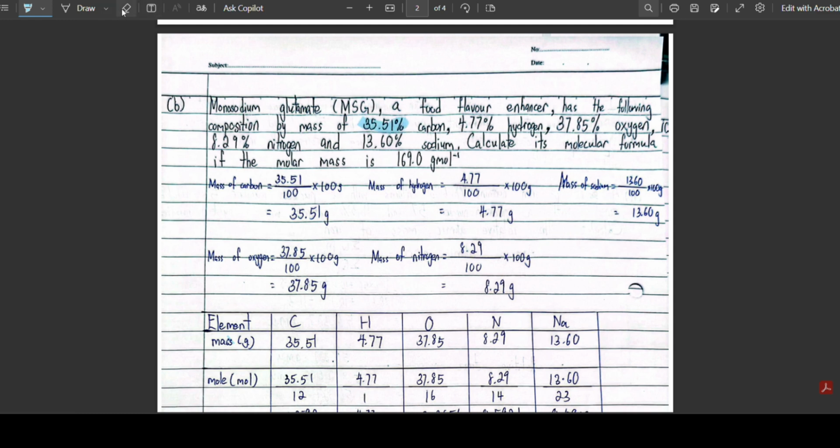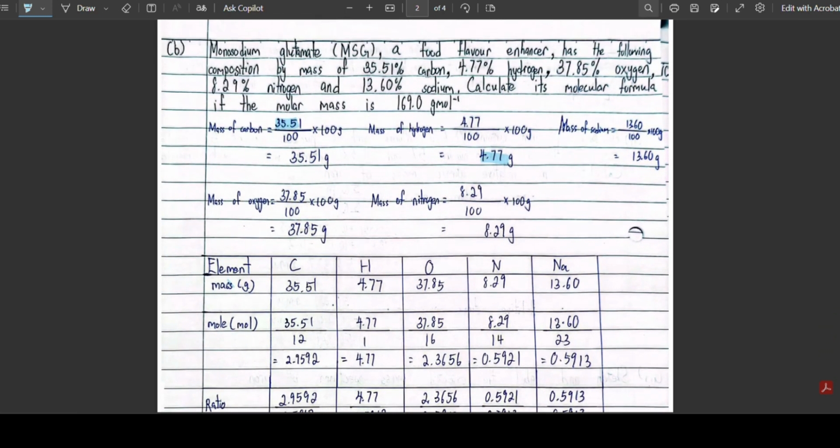So for the mass of carbon, we will use 35.51 divided by 100 and then times 100 gram, then we get 35.51 gram for the mass of carbon. And also the mass of hydrogen, the 4.77 will be divided by 100 and then times 100 gram. Then we get the mass of hydrogen. And then so on.